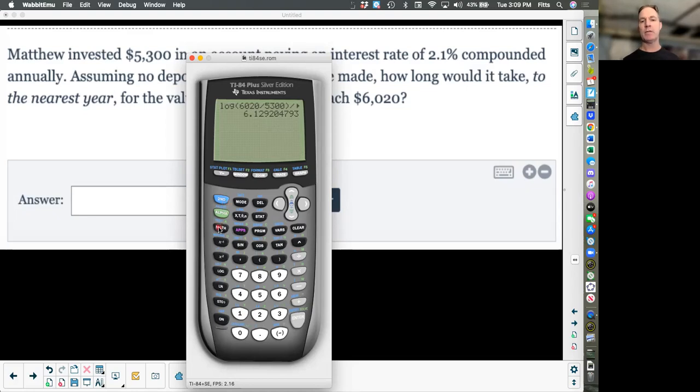I want to round that to the nearest integer, which would be 0 decimal places. And you get 6. So 6 years. Great.